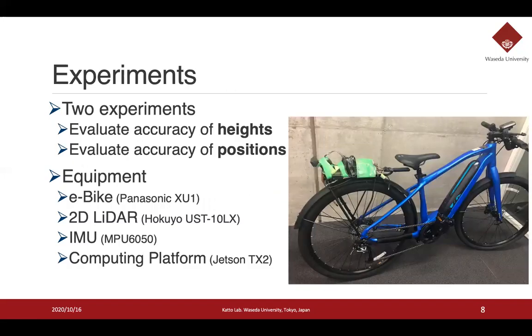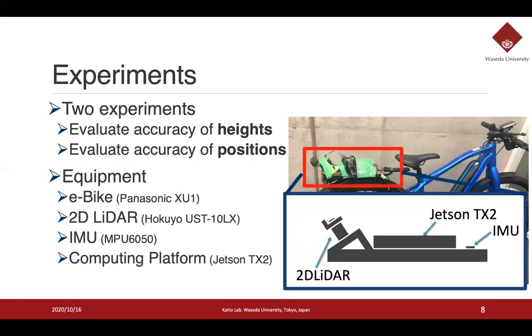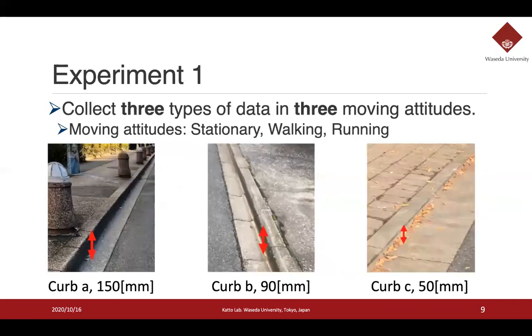We conducted 2 experiments to evaluate the estimation accuracies of heights and positions. As an experimental equipment, we built a prototype system using 2DLiDAR and e-bike and IMU as shown in the picture. In the next slide, I will explain about our experiments. First experiment, we evaluate the estimation accuracies of heights. As shown in these pictures, we collect the actual curve data, which heights are 150, 90, and 50 millimeters. And we collect them in 3 different moving attitudes: stationary, walking, and running. We evaluate our proposed method applying these actual data.